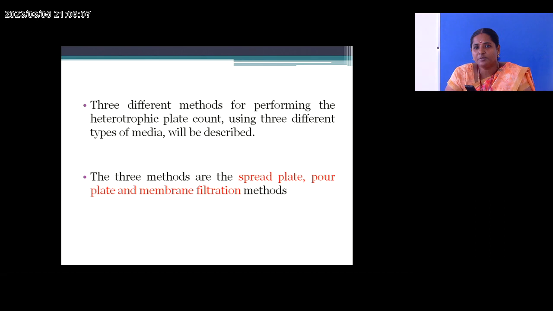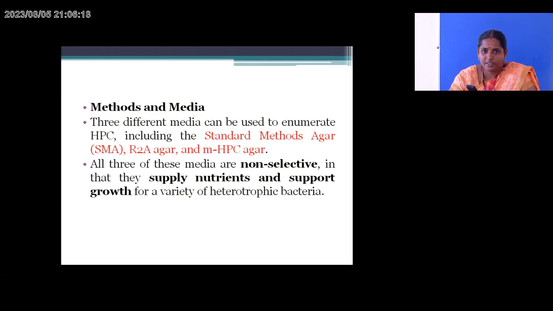Three different methods for performing the heterotrophic plate count will be described, using three different types of media. The first is the spread plate method, the second is the pour plate method, and the third is the membrane filtration method. So which media and methods are used in coliform pathogen detection? Three different media can be used to enumerate HPC: standard methods agar, shortly called SMA, R2A agar, and mHPC agar.